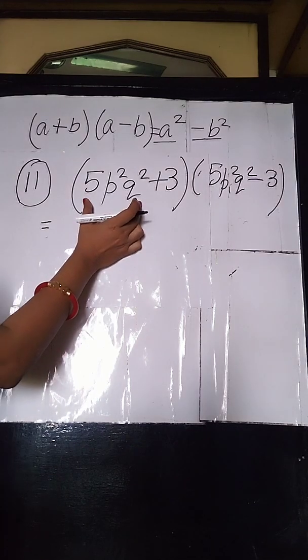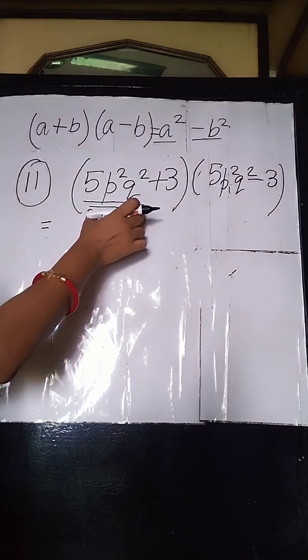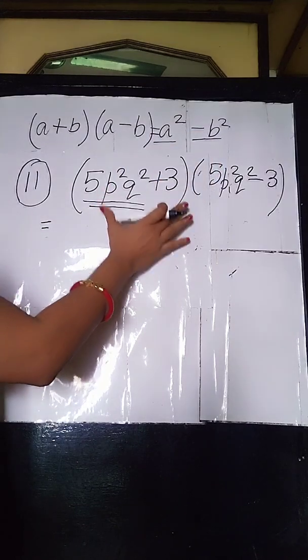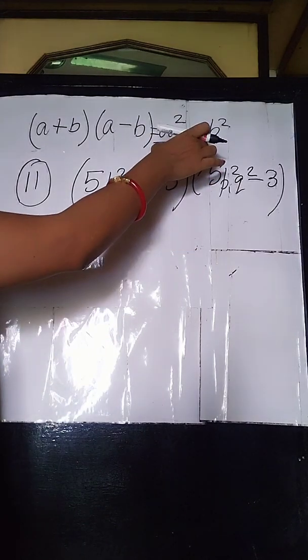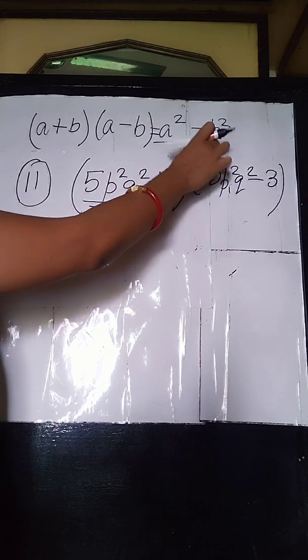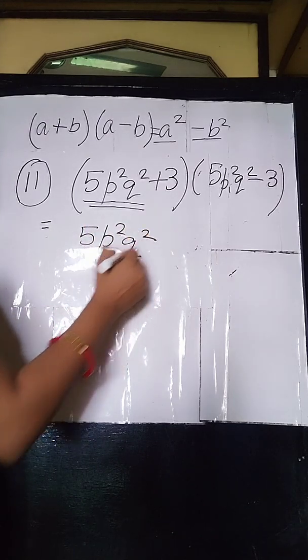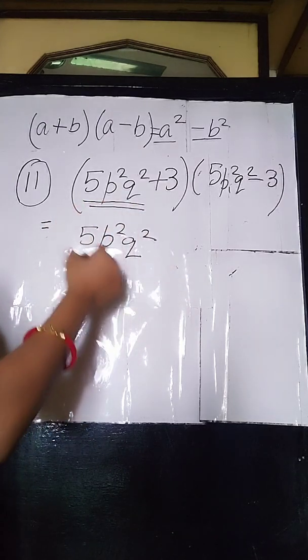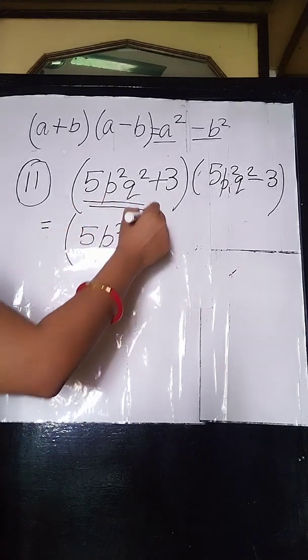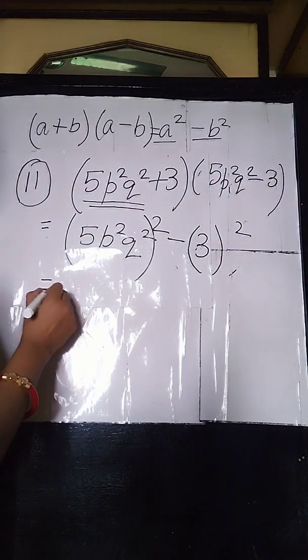Here this whole 5p square q square is the first term, that is, it will be used as a. So we will derive this formula into the form a square minus b square, that is, the difference of the first term square and the second term square. The whole of 5p square q square will be considered as the first term. So square of the first term means square of this whole, and square of the second term means square of 3.